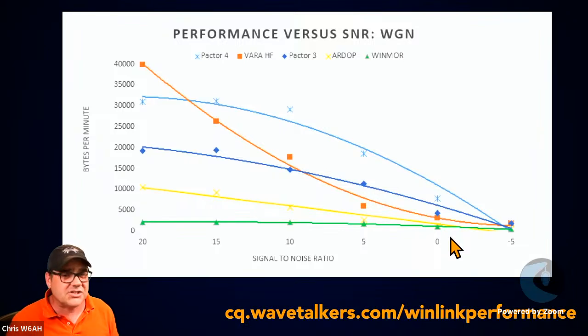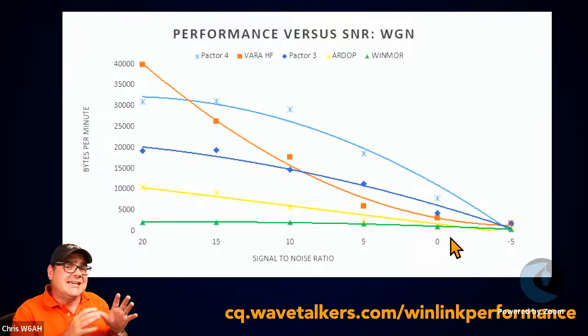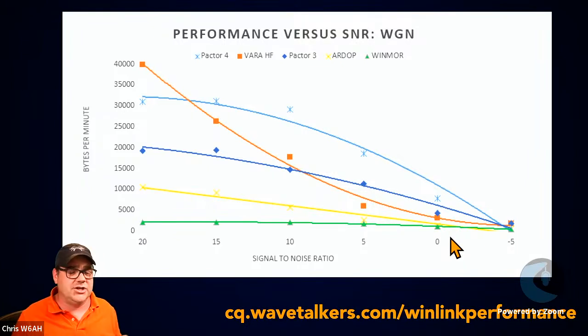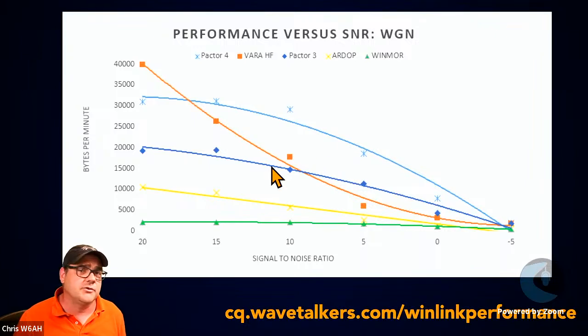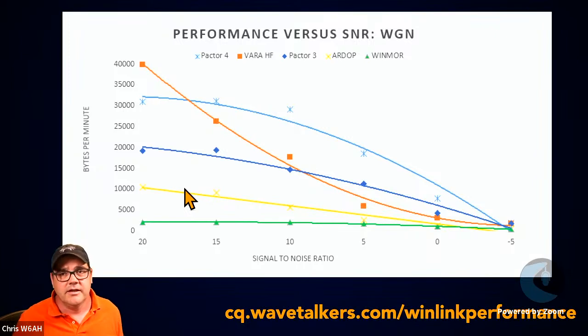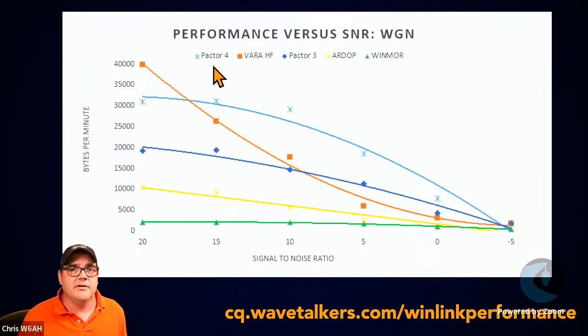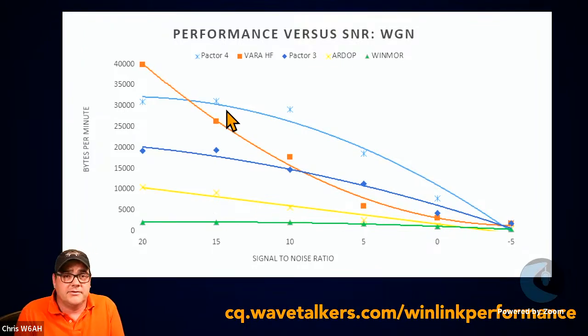And again, this is just one of the graphs in the overall report. One of the generalities that they came up with, though, is that both Pactor 3, 4, and Vara HF just beat the pants off of RDOP and Winmore connections. Across the board, those connections are much slower than what you're going to get with Vara or with either of the Pactor modes.